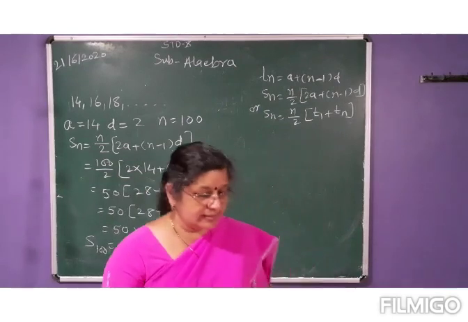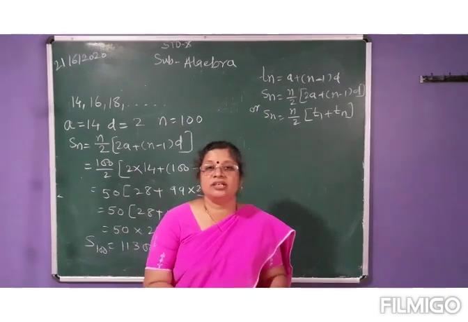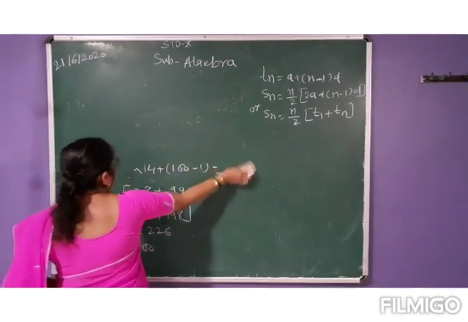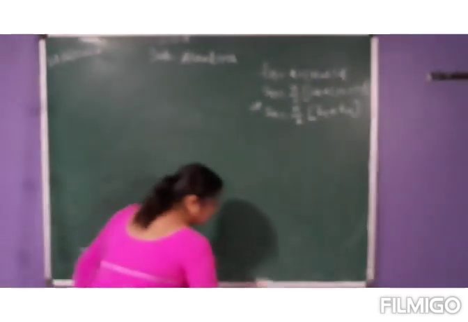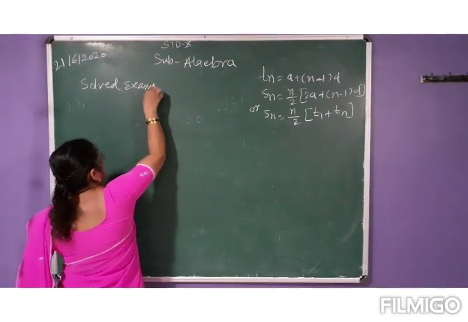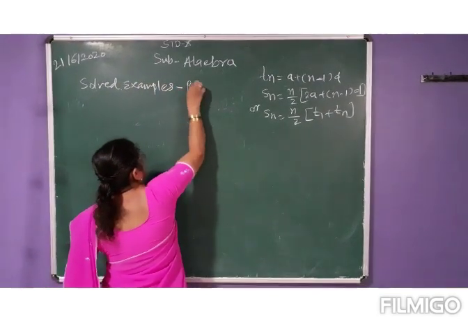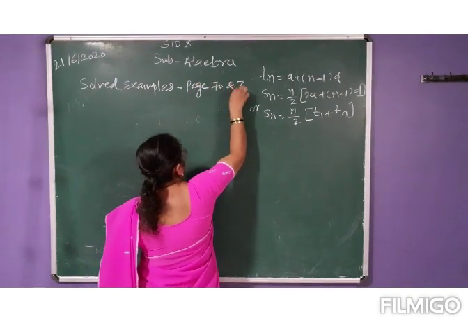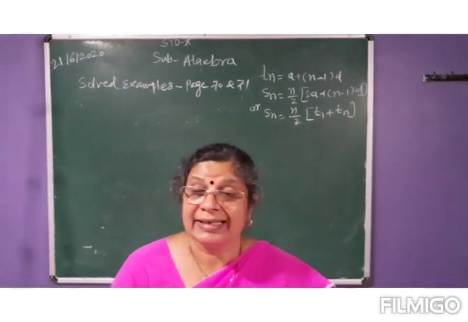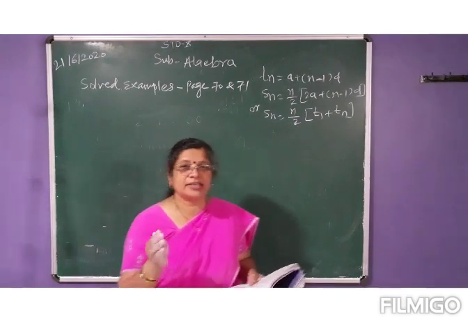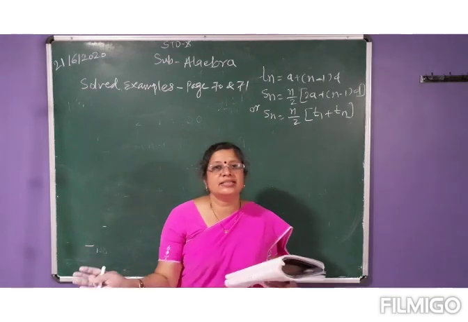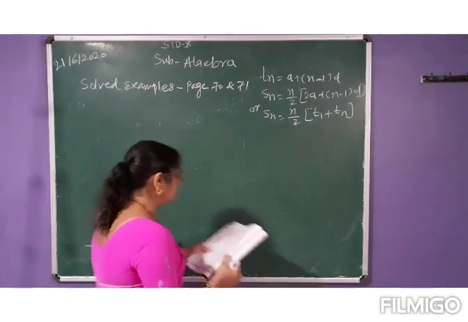Okay. Now we will see the solved examples which are given on page number 70 and 71. Now see the first one. Find the sum of first n natural numbers. Now see here, as I told you, in this chapter whenever we see n, it is always a natural number, right? So first n natural numbers.